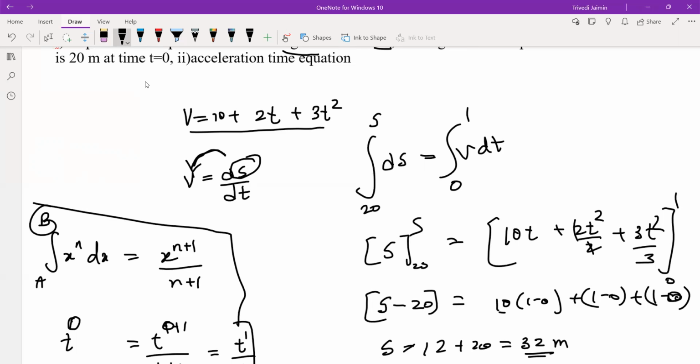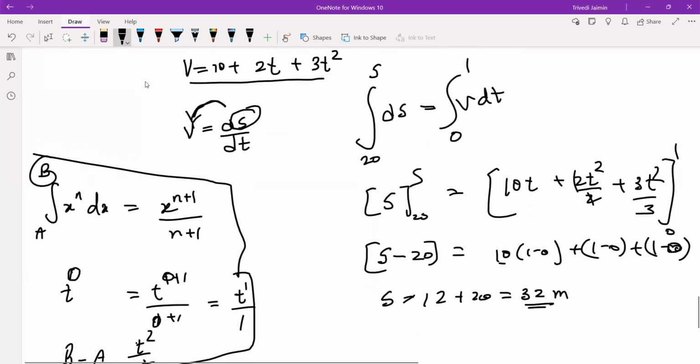Can you try this differentiation or shall I do it? I'll try one, sir.